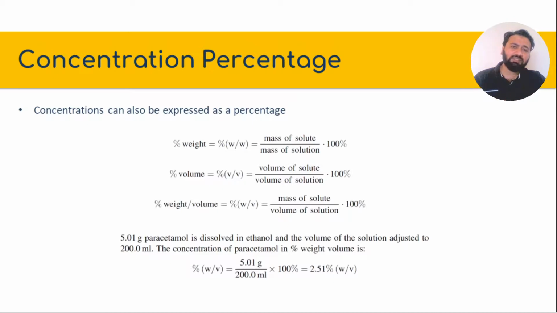Now the third one is the percentage weight by volume. It is used to specify the concentration of a solid or liquid in a solution. So percentage weight by weight or volume by volume is used to express the concentration of liquid in liquid samples or gas in gas samples, and the percentage weight by volume is used to specify the concentration of solid or liquid in a solution.